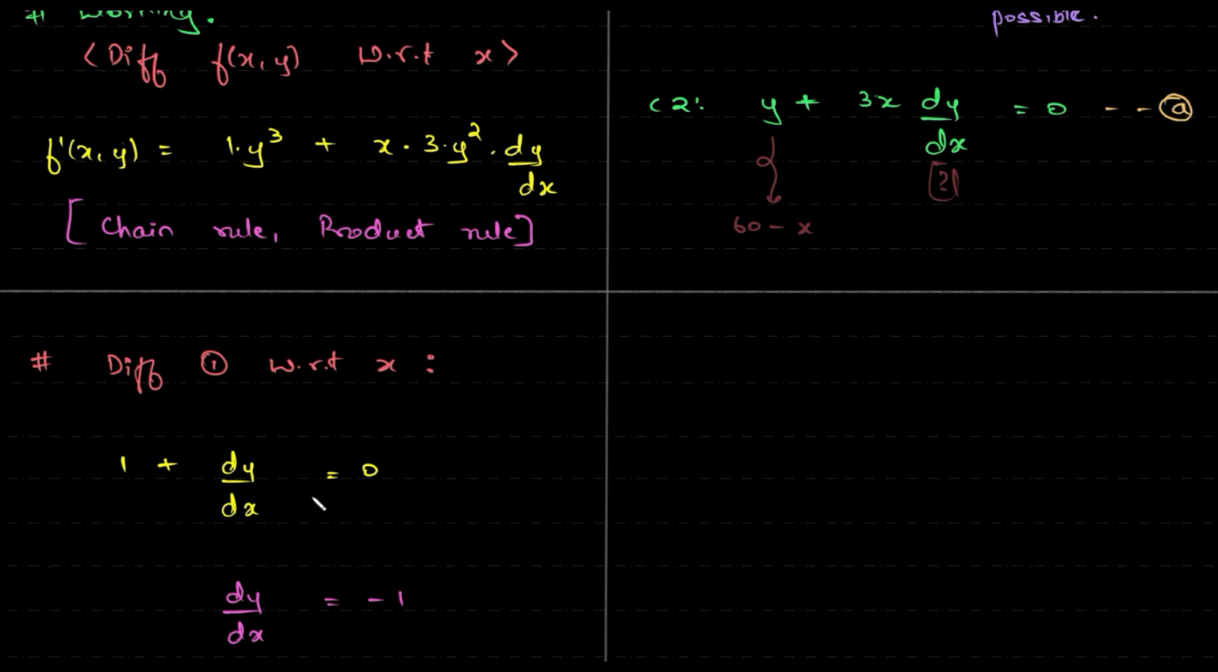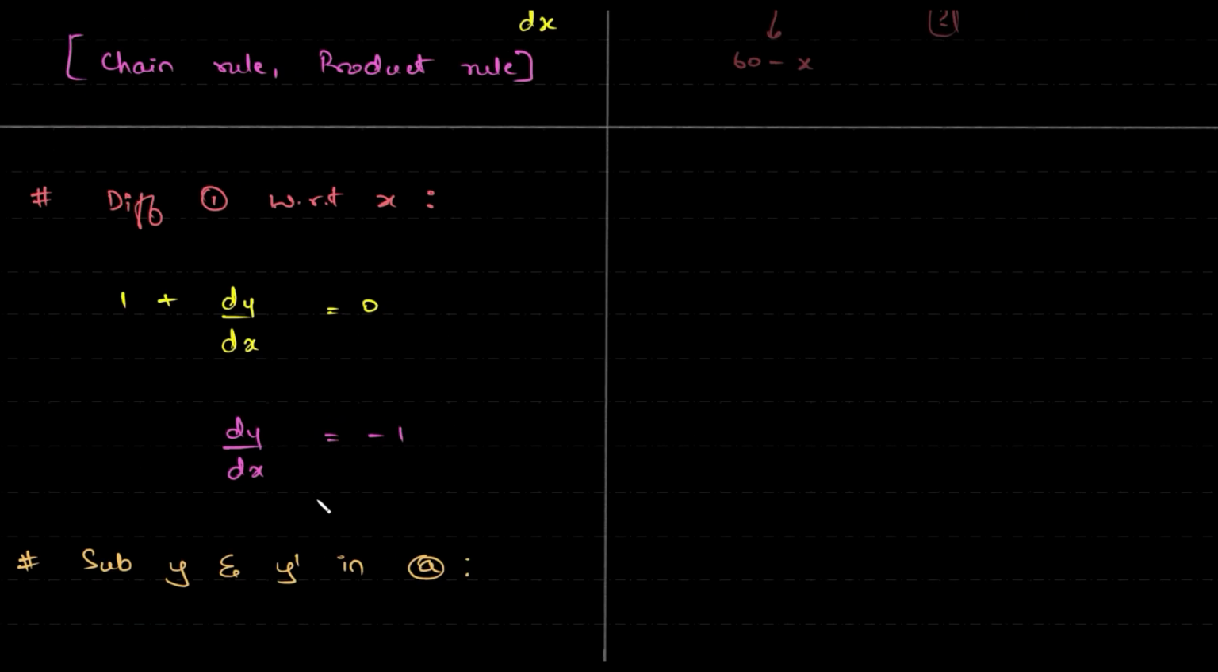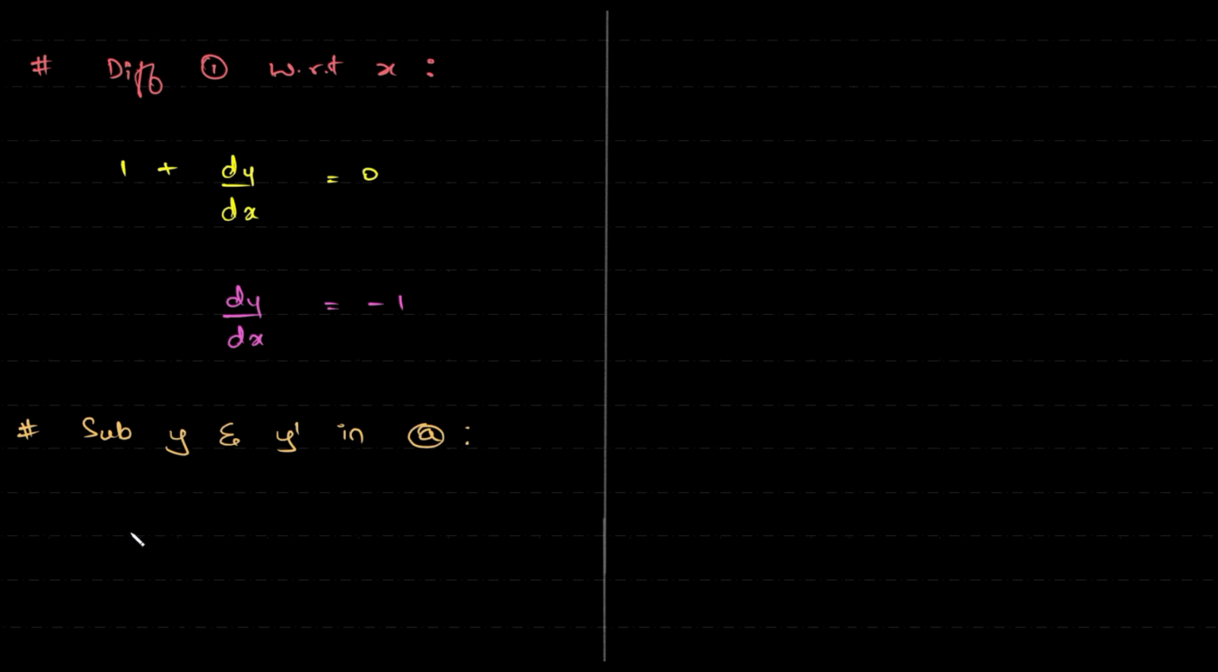So we have 60 minus x plus 3x into minus 1 is equal to 0. So a bit of simplification, 4x will be equal to 60. So x is equal to 15. So this is the only critical point which makes sense. Therefore, y is equal to 45. This is from 1.